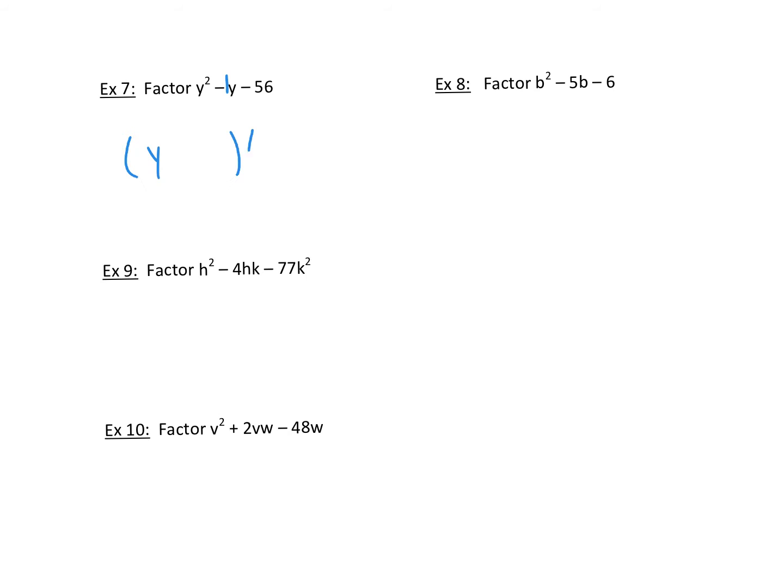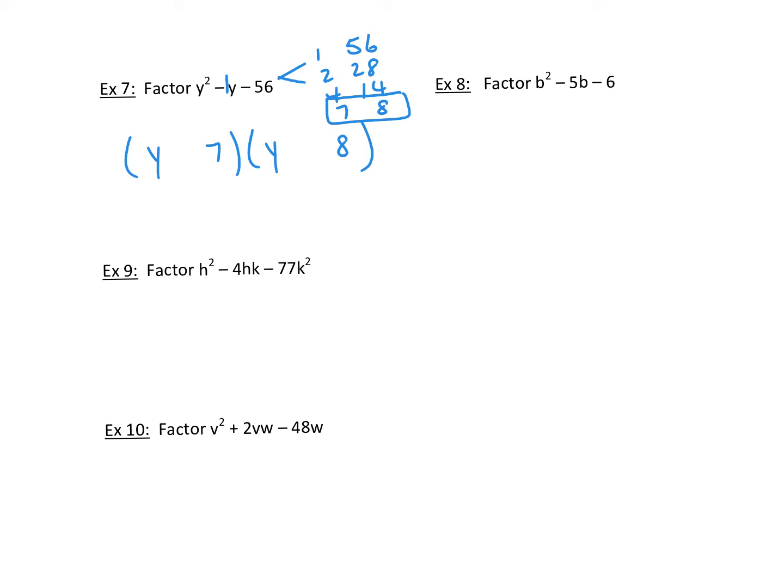So y times y would give you the y squared. You need factors of 56: 1 times 56, 2 times 28, 3 doesn't go in, 4 times 14, and 7 times 8. And you're looking for the pair that has a difference of 1. So 7 and 8 have a difference of 1. I put the 7 and the 8.